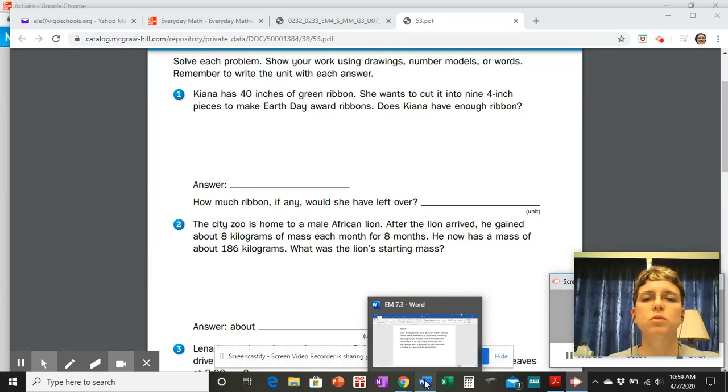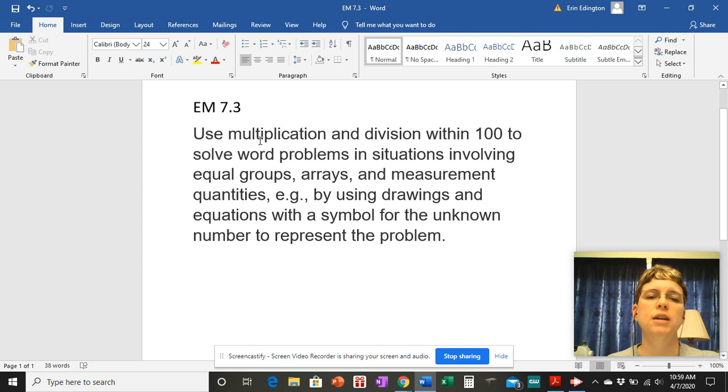Hi friends, we're going to work on Everyday Math Lesson 7.3. Our goal for today is to use multiplication and division within 100 to solve word problems in situations involving equal groups, arrays, and measurement quantities.